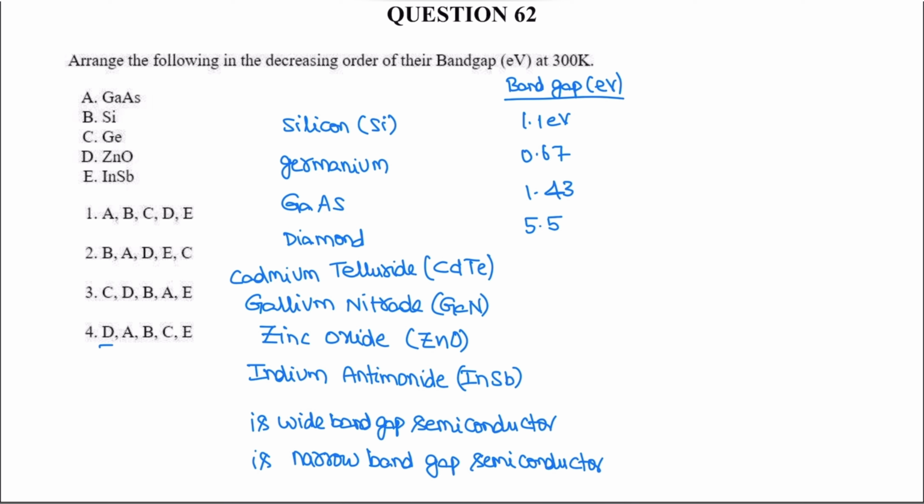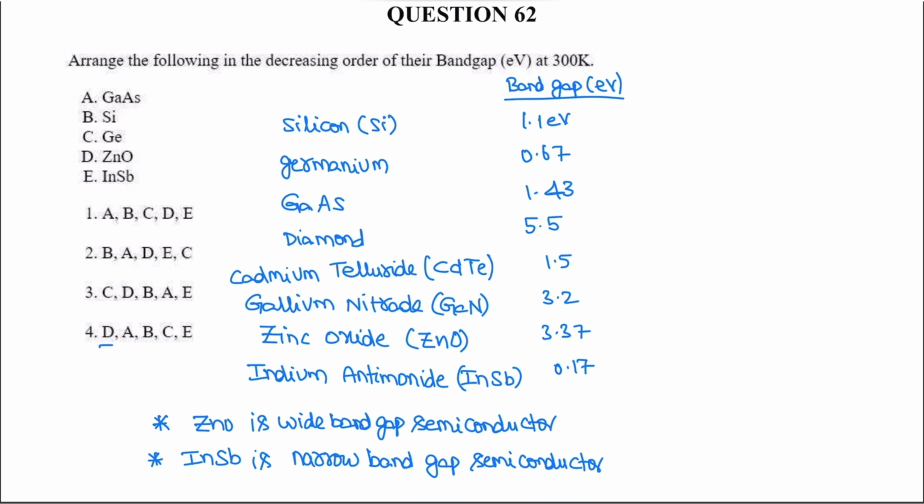For cadmium telluride, the energy band gap is around 1.5 electron volts. For gallium nitride, it is 3.2 electron volts. For zinc oxide, 3.37 electron volts. For indium antimonide, the energy band gap is 0.17 electron volts. So zinc oxide is a wide bandgap semiconductor, and the narrow bandgap semiconductor is indium antimonide, InSb. So ZnO has a wide bandgap and InSb has a narrow bandgap.